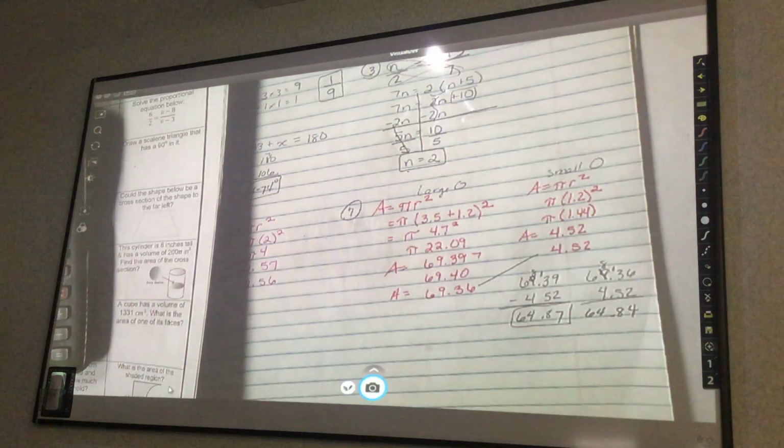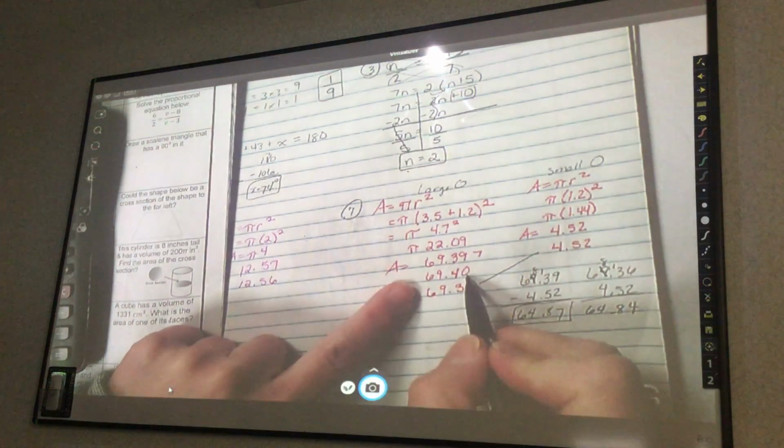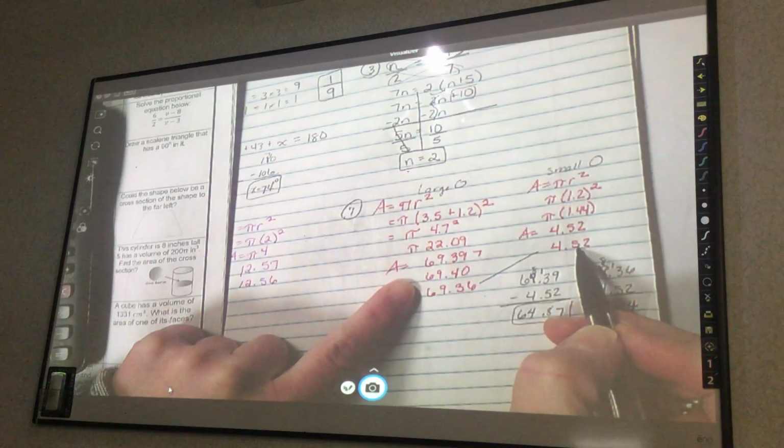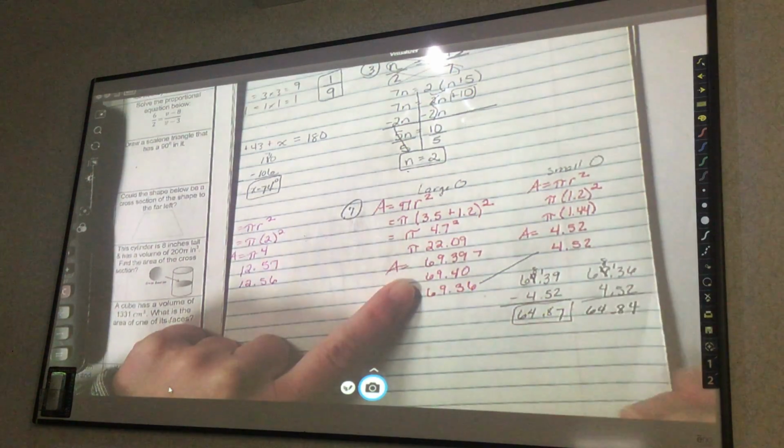Yes. I did the one where it's rounded to 40, like 69. This one here? Yeah, and I got 64.88. Yep, and you subtracted 4.52? Yeah. Uh-huh, that'd be fine.